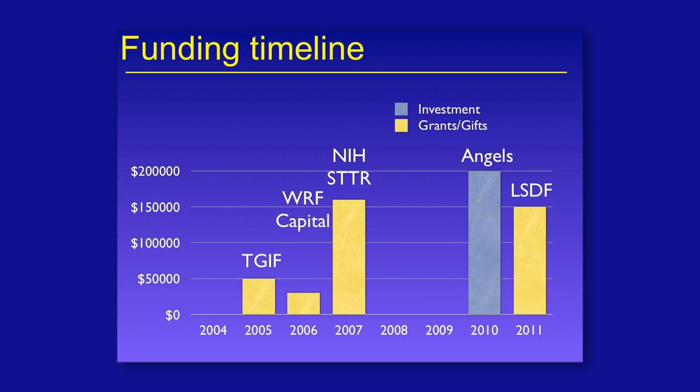The other important difference is that the WRF Capital is the only one on here that's a gift. Every other one has an expectation of what's going to be done with the work. So if you get a grant, then you're expected to do what you said you were going to do in the grant, and nothing more. You don't use it to do something else.